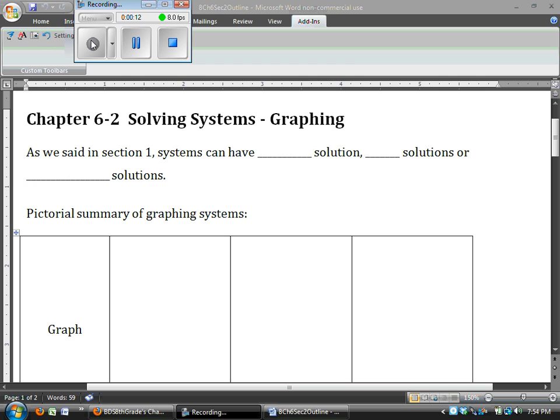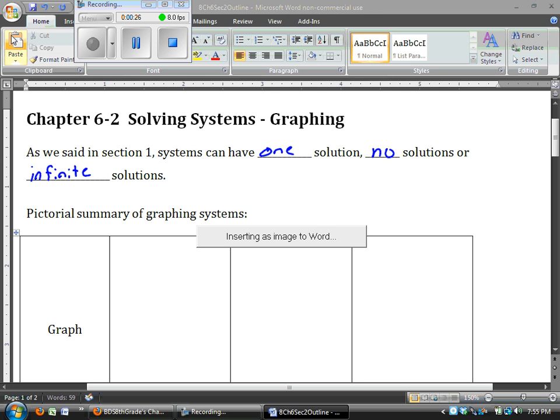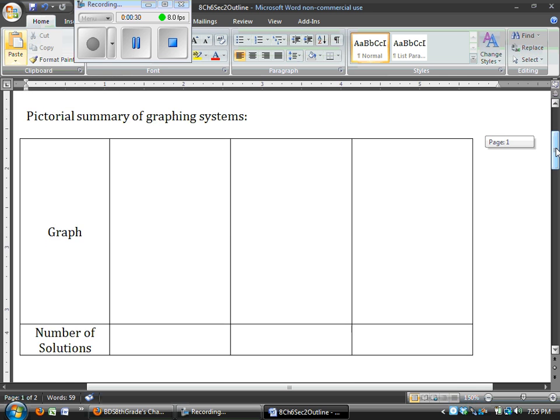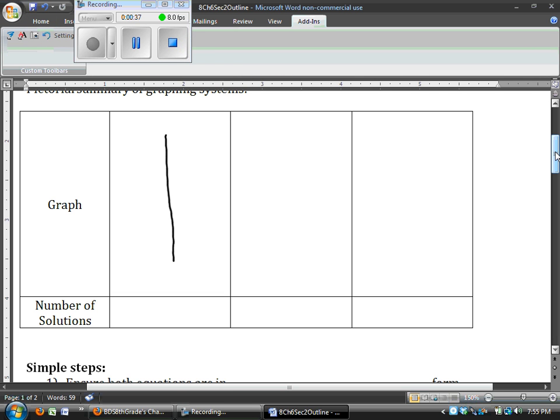We'll be solving them by graphing, okay? And as we said in section 1, each system can have one solution, no solutions, or infinite solutions, okay? So we have to learn and decide how we can go about knowing how many solutions we have. Okay, so we can take a look at this little chart, and we'll be able to know how many solutions we have.